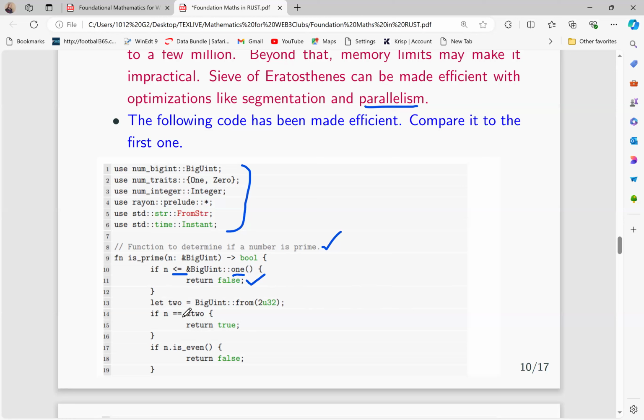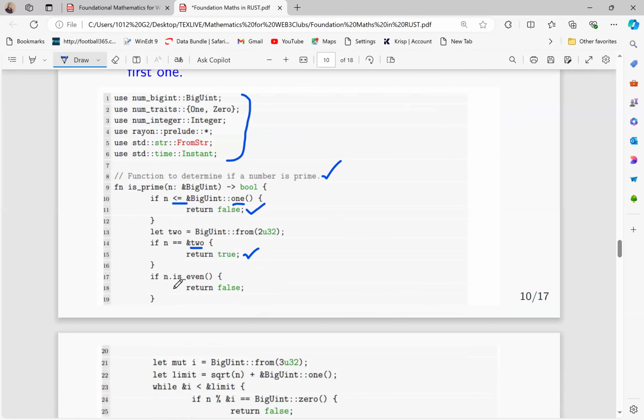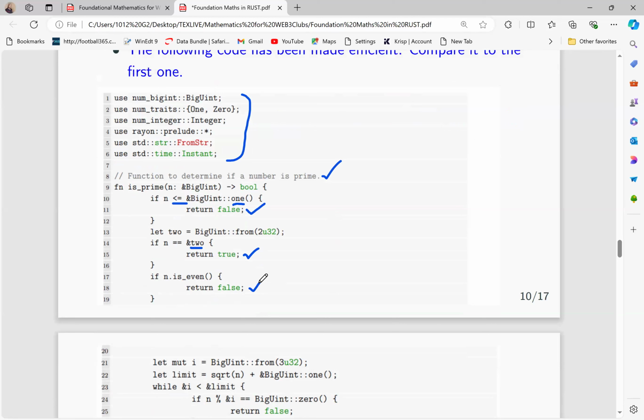Now, what about if n is 2? If n is 2, it will return true. What about if n is even? It will return false. That's why I said that, first of all, it picks 2. Then it goes to all even numbers. Because they are multiples of 2, it marks them false, false, false, false, false.